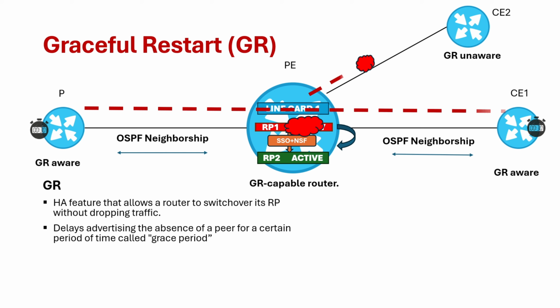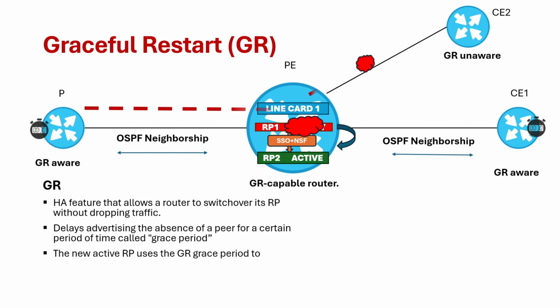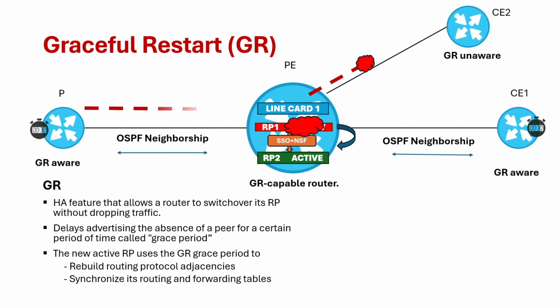So as I said, during this period, GR aware neighbor keeps forwarding traffic as if nothing happened. If you see on the left, P router and C router, they are GR aware, so they keep forwarding the traffic for that grace period. And during which the new active RP, that is our earlier standby RP2, uses the grace period to rebuild routing protocol adjacencies with neighbors and then synchronize its routing and forwarding table without disrupting traffic. So GR works with SSO NSF to ensure that neighbor routers continue forwarding traffic during RP switchover. It has to be used in conjunction with SSO and NSF.